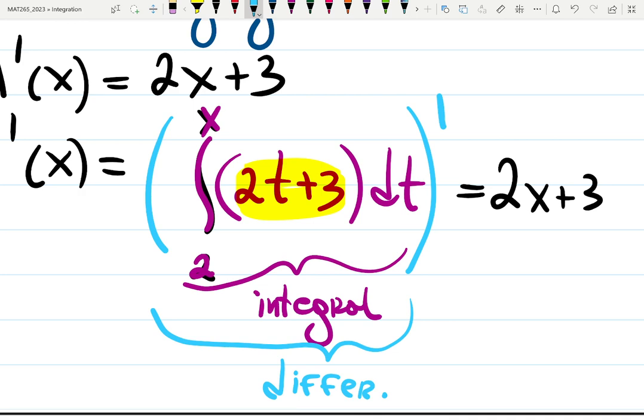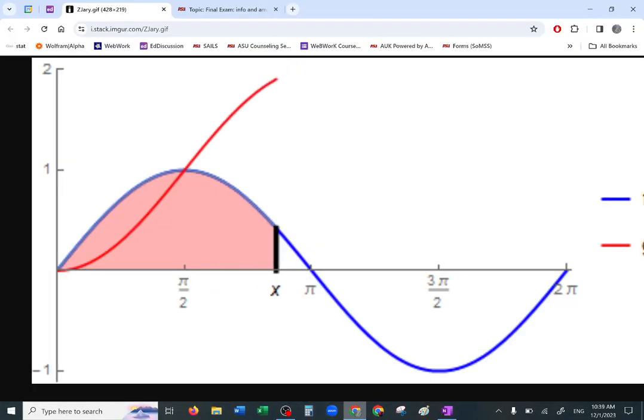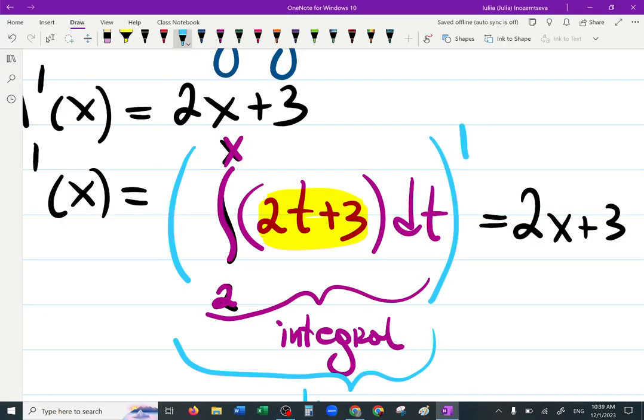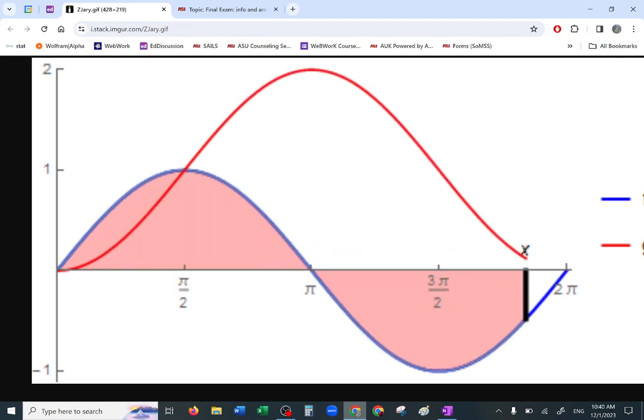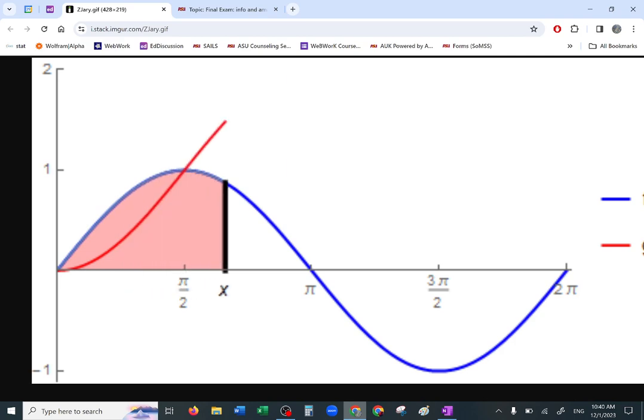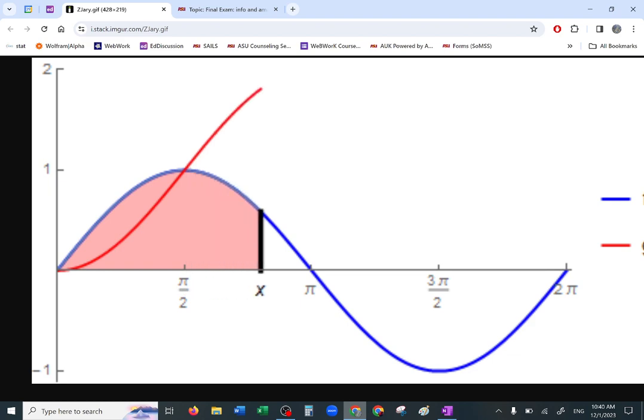How fast does this area accumulate? Let me show you the animation again. How fast does this area accumulate? It accumulates as fast as the original function. What is the original function on this graph? The blue one. The blue function is the one that goes inside of the integral. What's the area below the graph of the sine? That's the one in blue. So how fast does this area change? It changes sine fast.